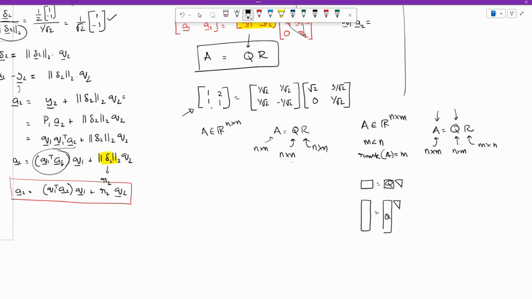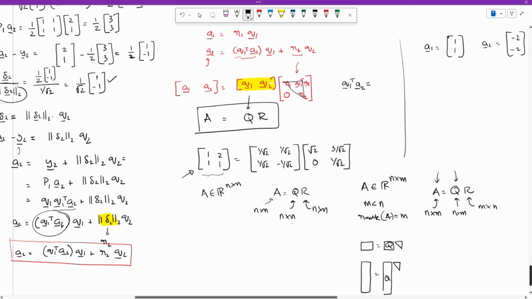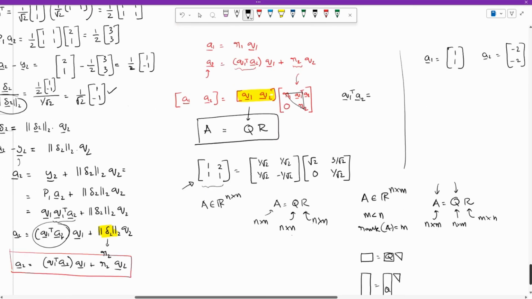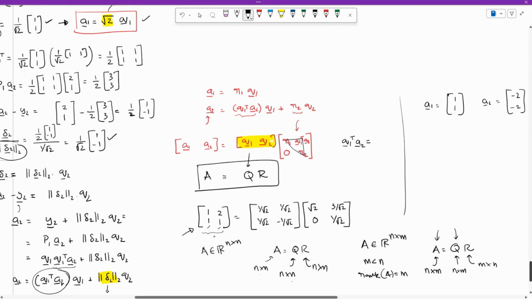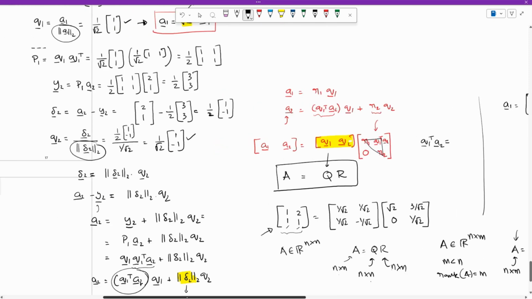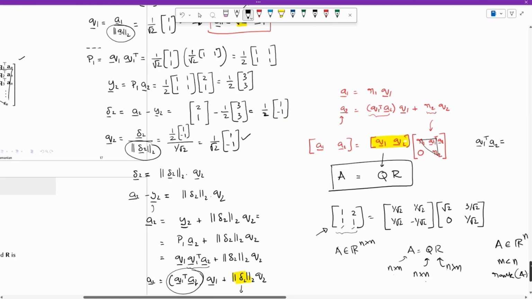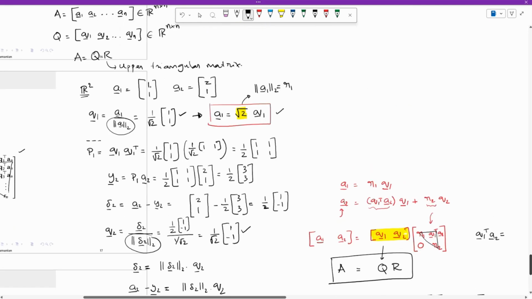Another thing to keep in mind is what would happen if you change the order of your columns? Will you get the same QR decomposition? Will you get the same Qs first of all? Here, instead of choosing 1 1 as A1 and 2 1 as A2, what if I had chosen them the other way around? If this was 2 1, right, then the basis vectors that you'll get will be completely different.